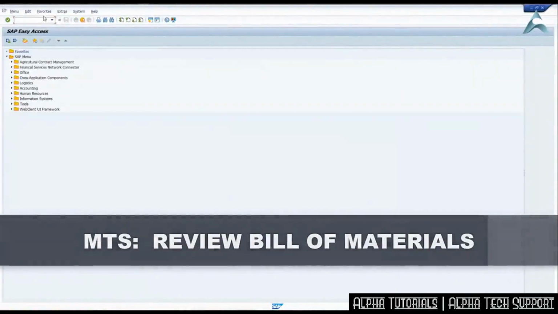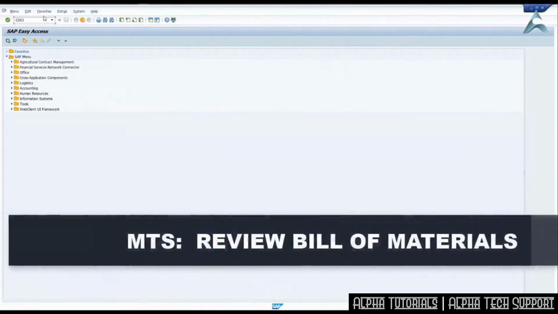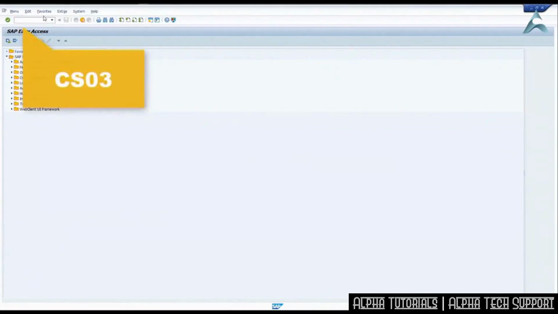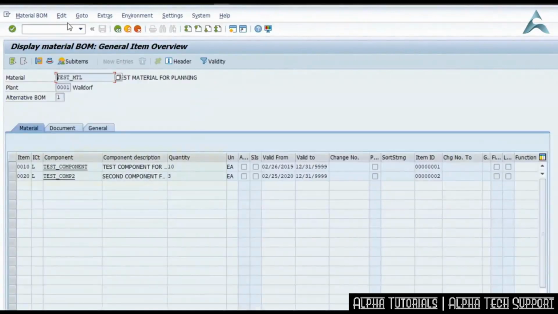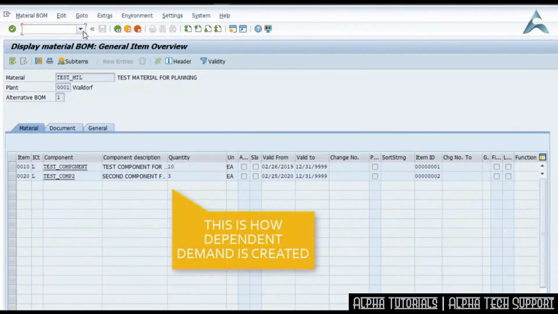Let's look at the demand for one of the BOM components, and to know what those are, let's display the BOM using CS03. Test material is our finished good in plant 0001. As you can see, we have 2 components on the BOM, test component and test component 2. And to make 1 test material, I need 10 of the first component and 3 of the second component. That will be important when it comes to dependent demand signals.